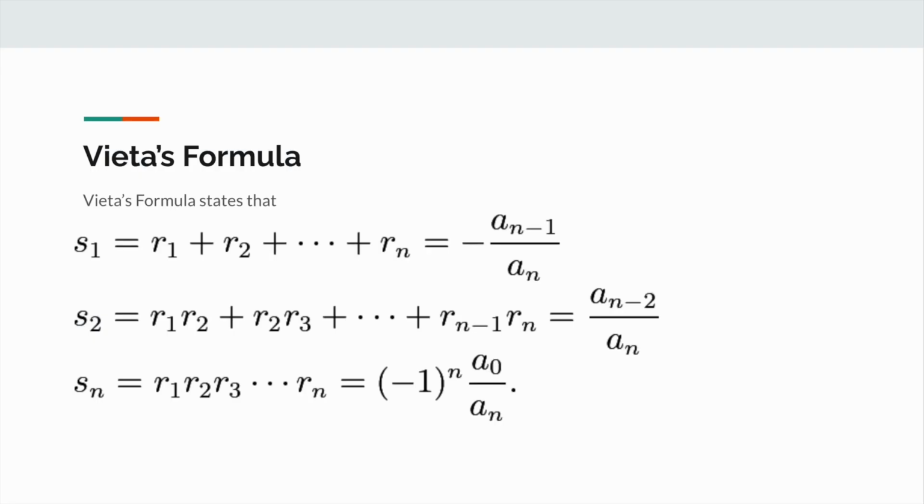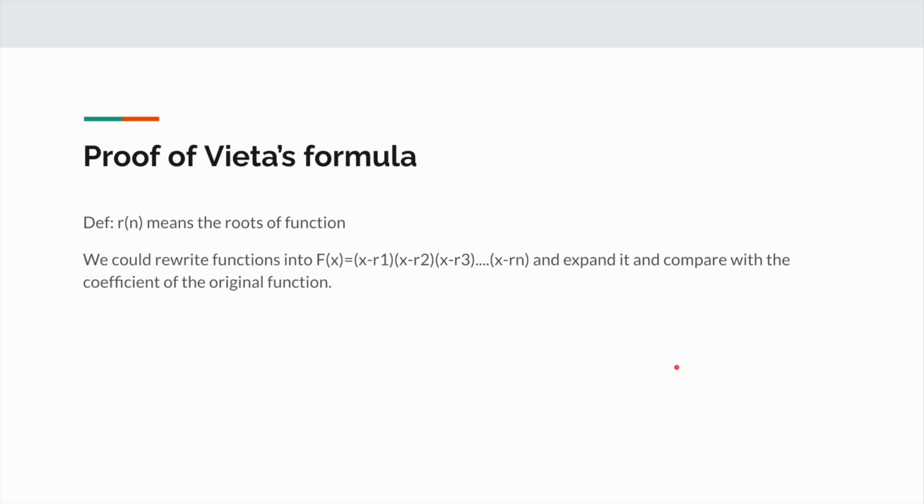Thank you. So the most useful formulas for the functions are called Vieta's formulas. Vieta's formulas state that the sum of the roots is equal to negative a(n-1) divided by a(n), and the product of all the roots is a0 divided by an times negative 1 to the power of n. Also, as shown below, there are quite a lot more rules about S2, S3, S4 until Sn, but they are basically all the same law.